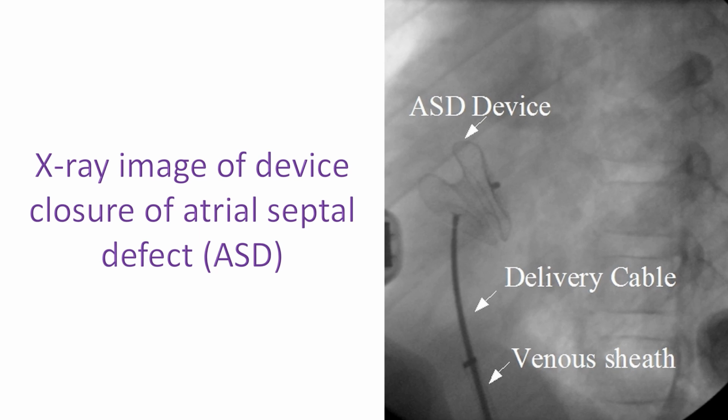When the device occluder is used, the person can walk about the next day and return home. There is no wound in the chest, only a tiny puncture in the groin where the sheath was introduced.